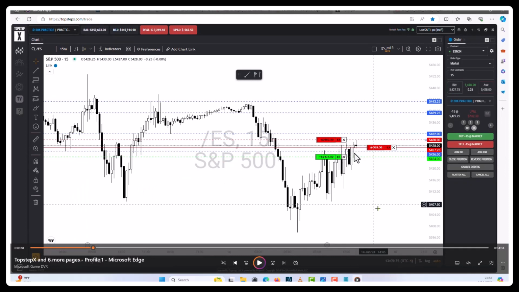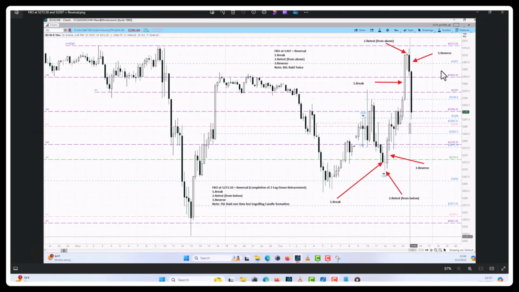We used to think that a test from above will break it, but no, it's not only the case. It depends on the candle before that. Let's take a real quick look at the setup right here. Okay, the mistake is right here.